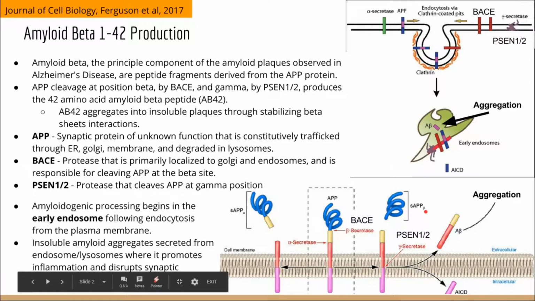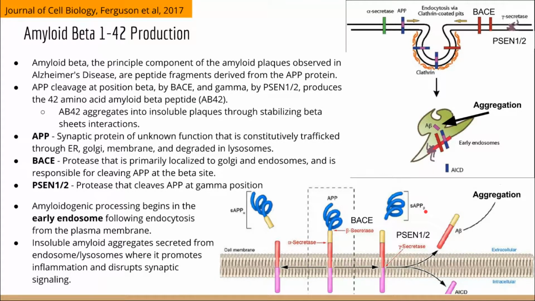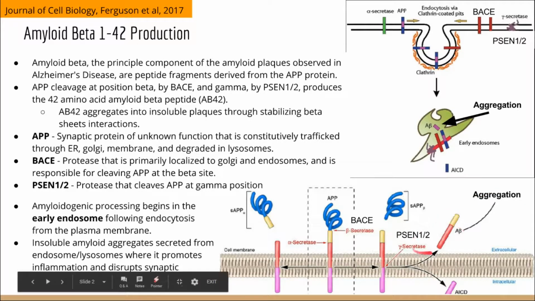Since APP, the protein itself, is completely harmless, researchers have been especially curious about what factors lead to the proteolysis of APP that ultimately produces these toxic fragments, leading to aggregation. So APP cleavage at position beta by a protein called BACE, and cleavage at position gamma by a protein called PSEN 1 or 2, produces this critical 42 amino acid amyloid beta peptide that we see aggregating.